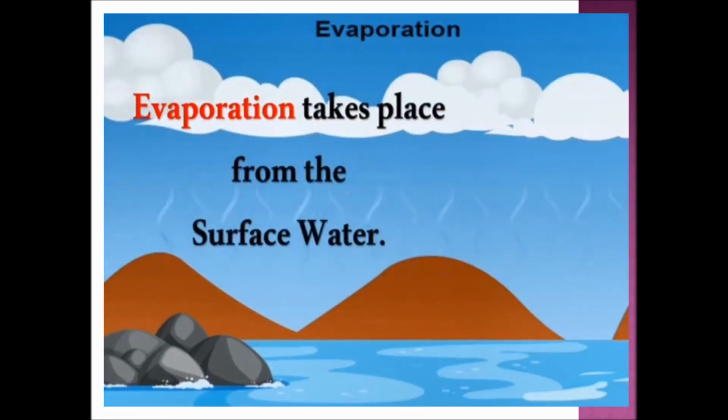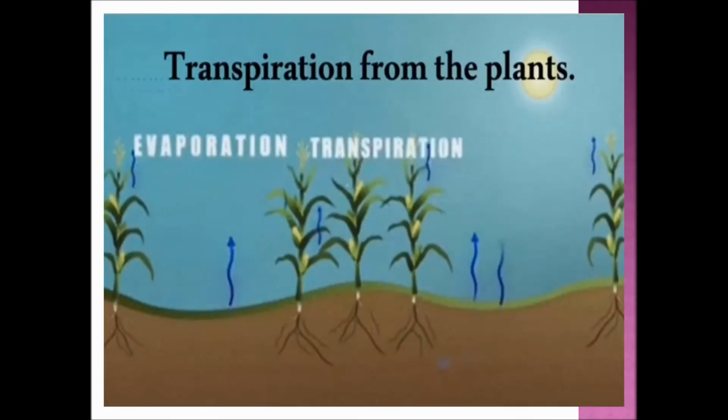Next, we are going to learn about evaporation. Evaporation takes place from the surface water. The water on the surface gets heated up by the sun and it gets evaporated. Then, let's see about transpiration. Transpiration takes place in plants. Water from the plants gets evaporated. That is called transpiration.